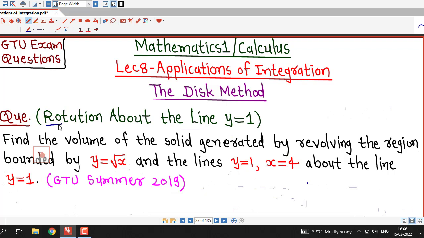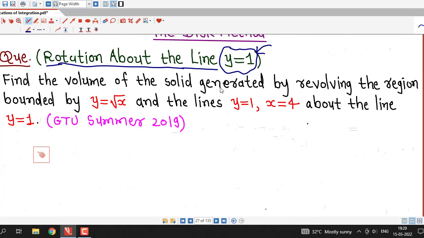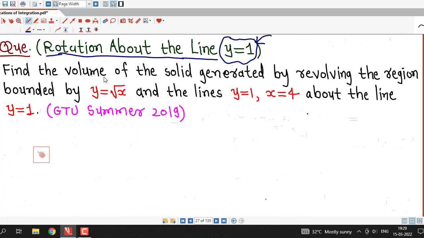The new thing about this question is that we are going to consider rotation about the line y equal to 1, or a line parallel to the x-axis. So far we have discussed those types of problems in which we considered rotation about either the x-axis or the y-axis, but here we are going to consider rotation about the line y equal to 1. First we understand what this question is about.